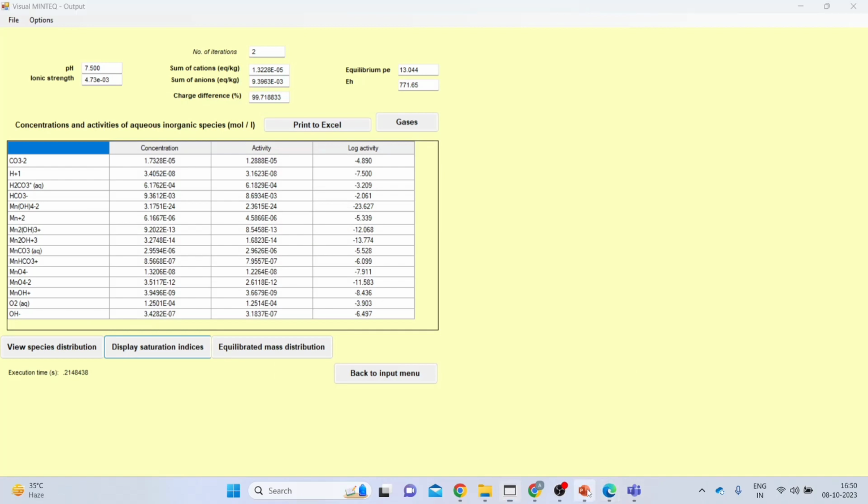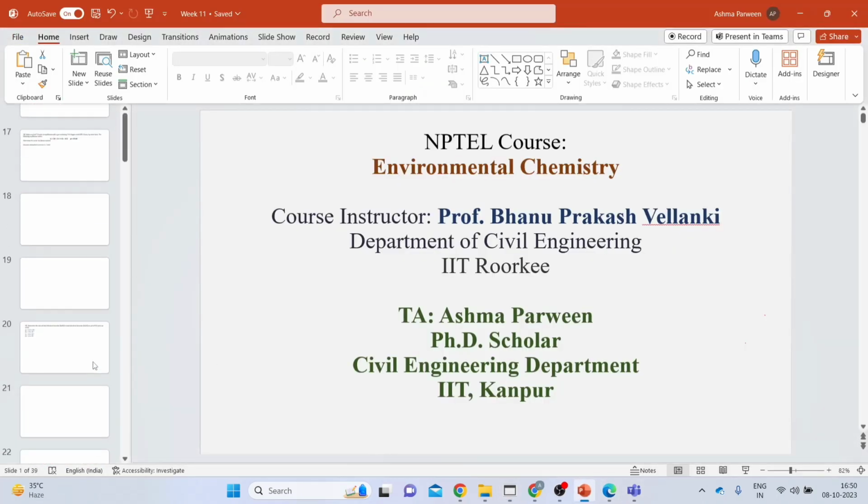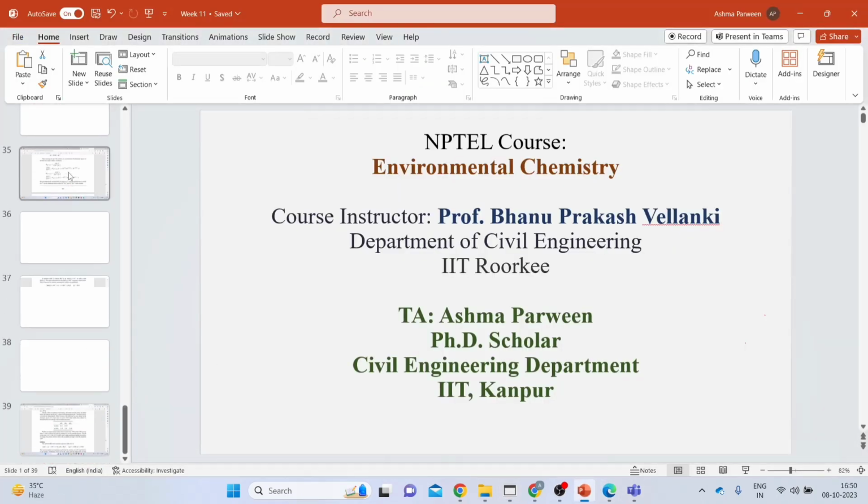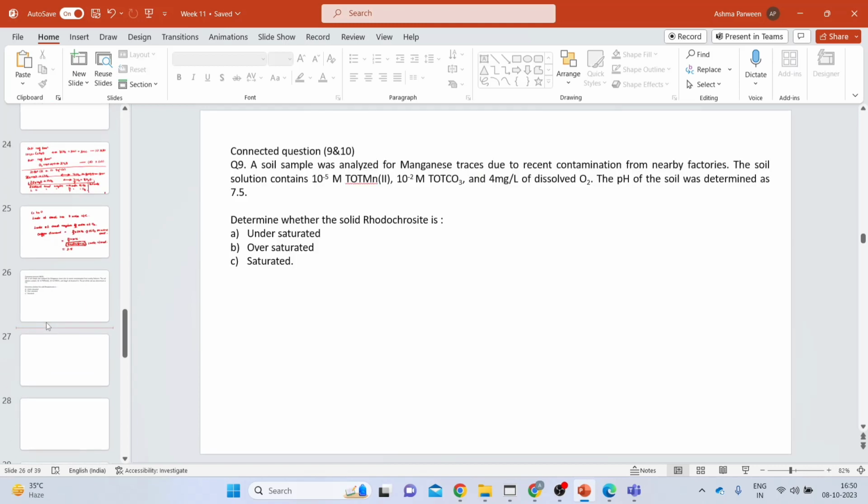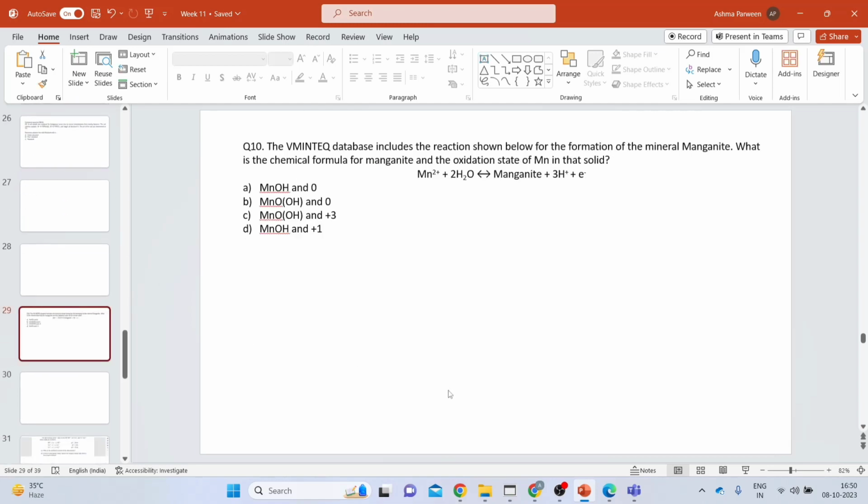So the answer for this question will be, okay, the correct answer is B. That is, the solution is supersaturated with rhodochrosite. So next question is: the Visual Mintek database includes the reactions shown below for the formation of the mineral magnetite. What is the chemical formula for magnetite and the oxidation state of manganese in that solid?